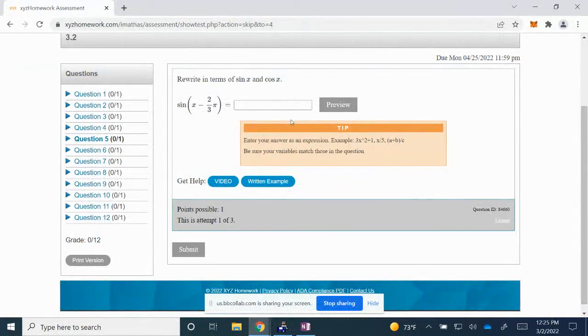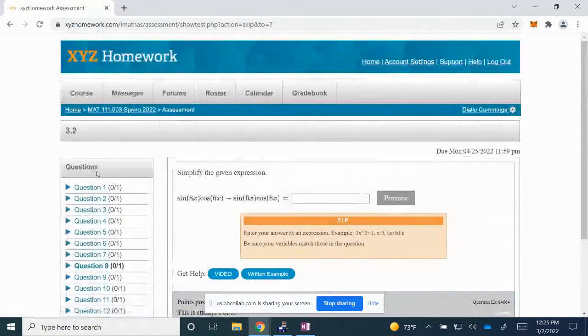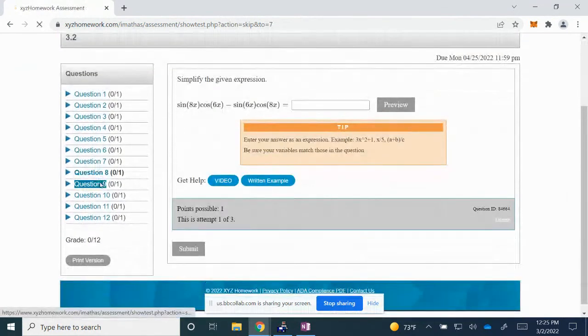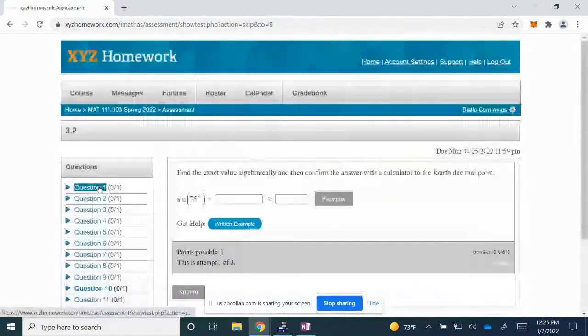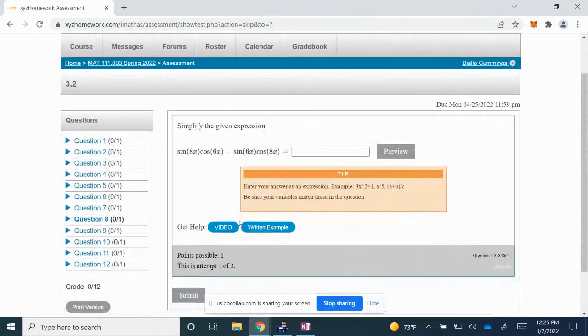For time's sake, I'm just going to bypass putting that in, and we'll take a look at one very last problem. On problems 8 and 9, we can work the problems in reverse, or look at the formulas in reverse.